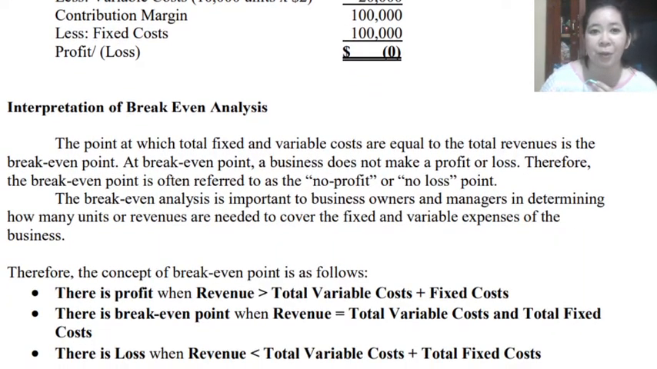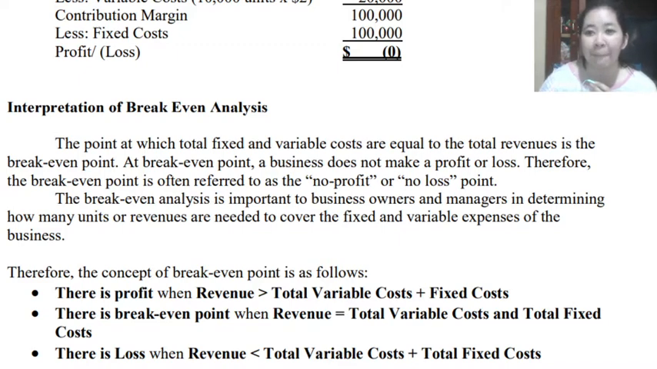So, interpretation. The point at which the total fixed and variable costs are equal to the total revenues, this is what we call break-even point. At break-even point, the business will not have a profit nor loss. Therefore, our break-even point is often referred to as no profit or no loss point. Break-even analysis is important to business owners and managers in determining how many units or revenues they need to cover their fixed and variable expenses.